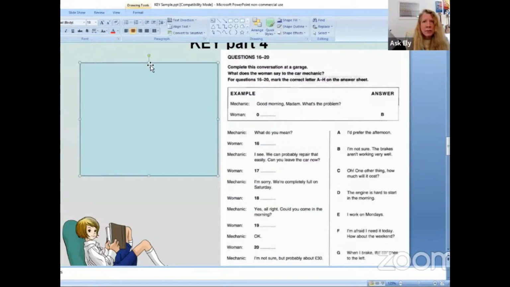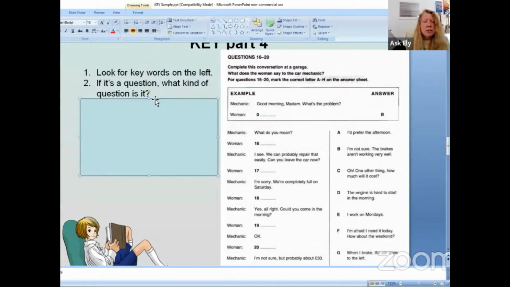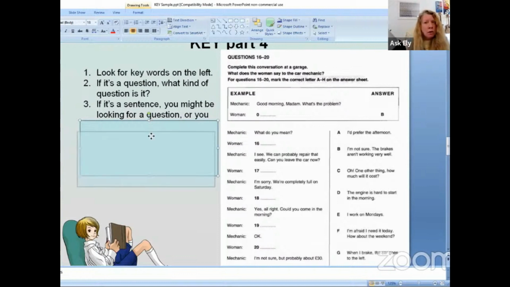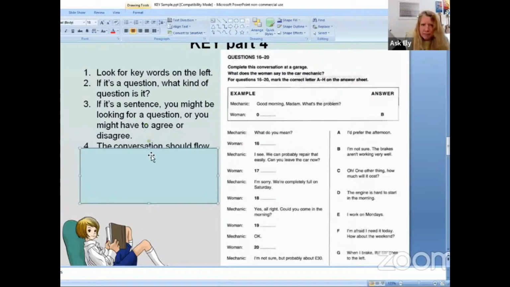And here's what we're going to do with the conversation. We're going to look for the key words again, those important words. If it's a question, what kind of question is it? You have to think about the question. What is the question asking you? If it's a sentence, you might be looking for a question, or you might have to agree or disagree. So, yes, I agree. No, I disagree.